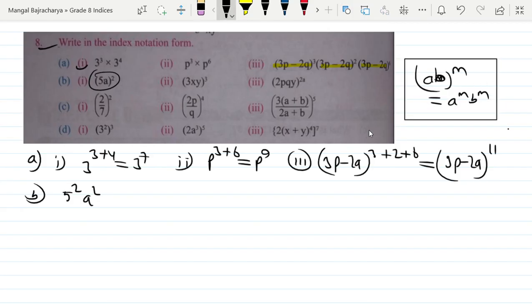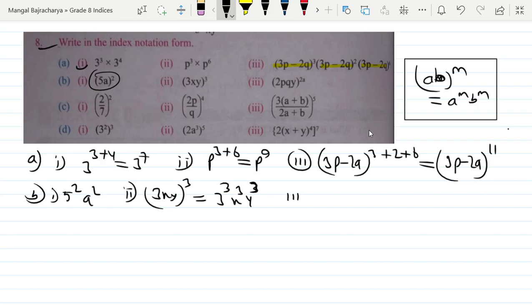So B number first, and now B number second is there, 3xy whole power 3. So this you write as 3 cube, x cube and y cube. So just writing in the index form. 3 cube you need to calculate, and if you calculate, it will become 27.